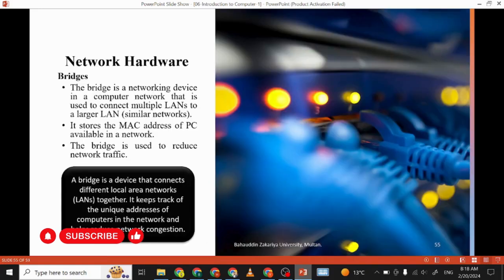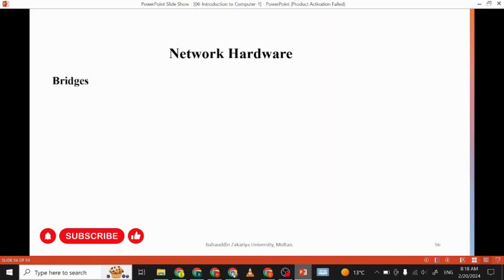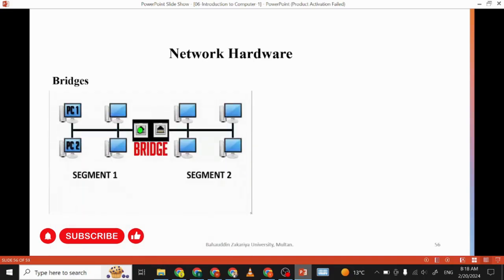Bridges. A bridge is a networking device in a computer network that is used to connect multiple LANs into a larger LAN. It stores the MAC addresses of the PCs available in a network. The bridge is used to reduce network traffic.